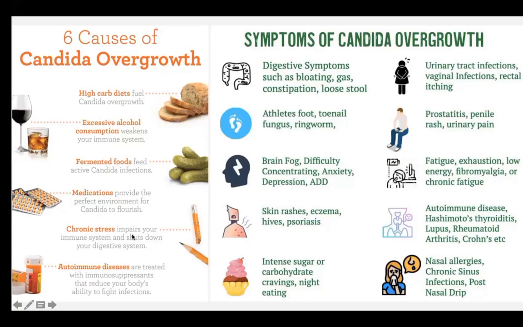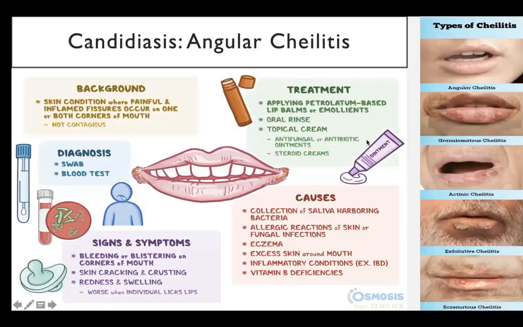And then chronic stress impairs your immune system and shuts down your digestive system. Autoimmune diseases, immunosuppressants. You have an autoimmune disease, you will get some steroids or immunosuppressants from your doctor, and this immunosuppressed state will allow candida to overgrow. And symptoms we already know. There can be systemic symptoms, but especially for oral, these are also some symptoms. So especially for the oral, we have angular cheilitis, angular stomatitis.